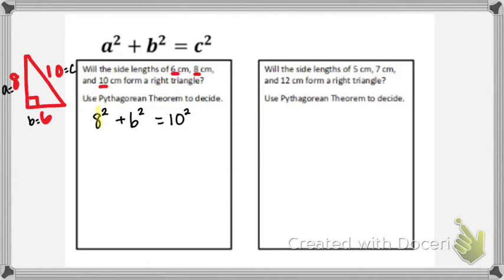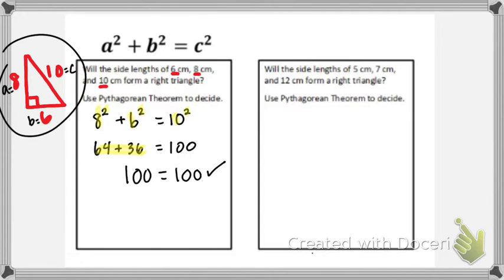Let's go ahead and simplify each of those squares. If you put it in the calculator, 8 squared is 64, 6 squared is 36, and 10 squared is 100. Let's simplify this part. If this is a right triangle, then it should be 100 equals 100. 64 plus 36 gives us 100, and we see 100 is equal to 100. So this triangle is a right triangle.